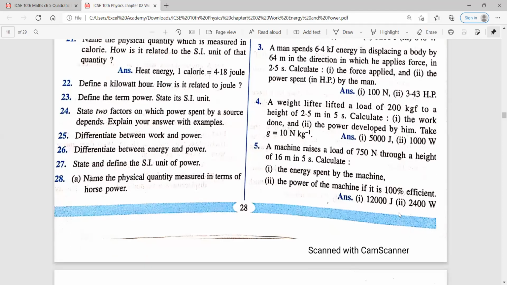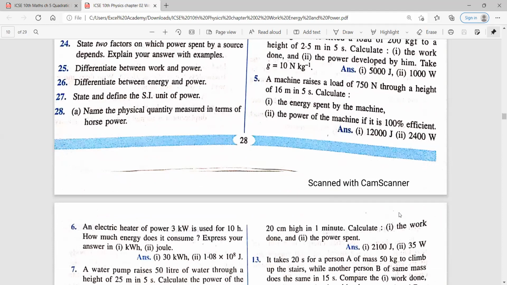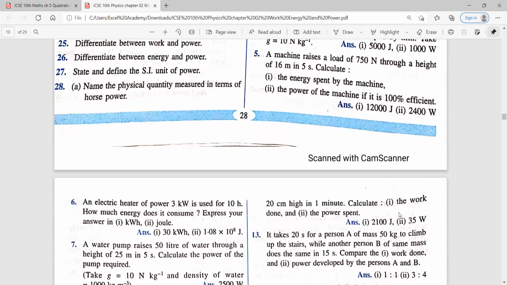Next one. I think you can do the fourth one. Quite easy. You can also do the fifth one. Very easy. And 100% efficient means power output is the same as power input.